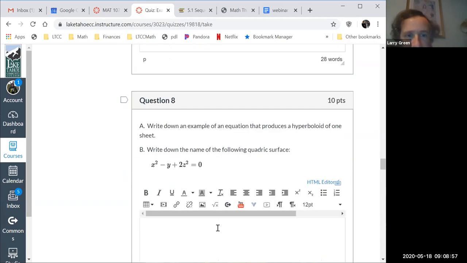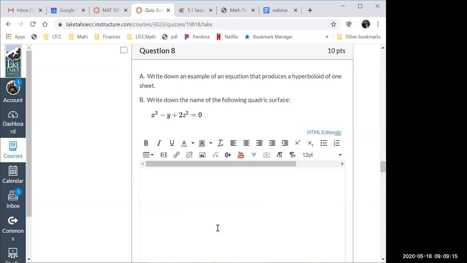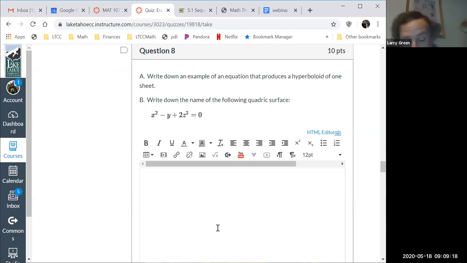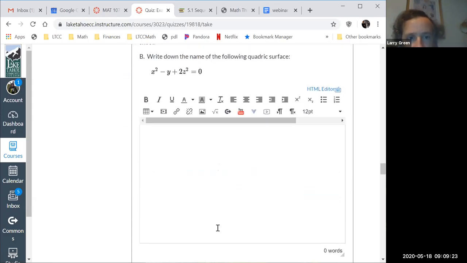Okay, let's get to number 8. Write down an example of an equation that produces a hyperboloid of 1 sheet. So how many minuses must there be? How many negative signs? 1, and everything needs to be squared. So how about x squared plus y squared minus z squared is equal to 1. That's part A.